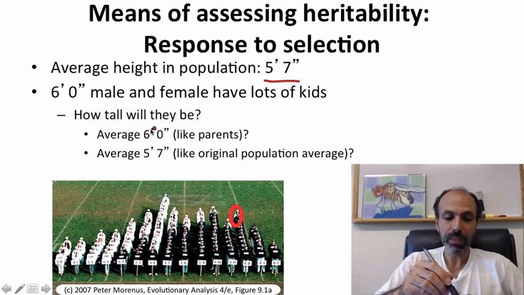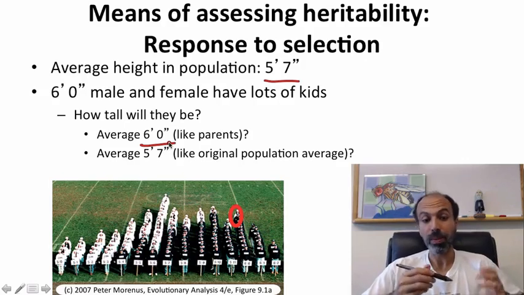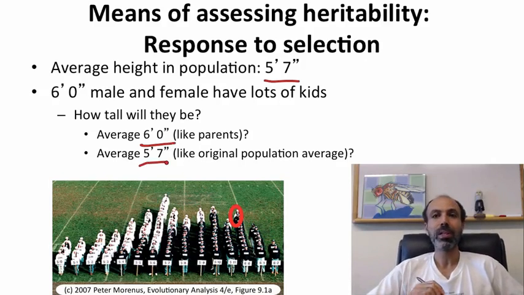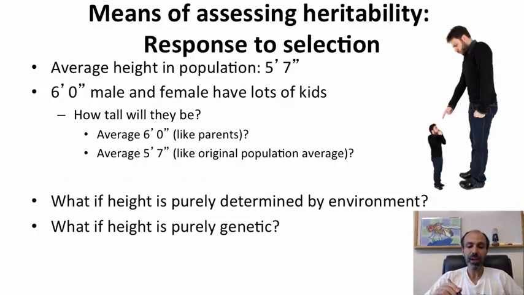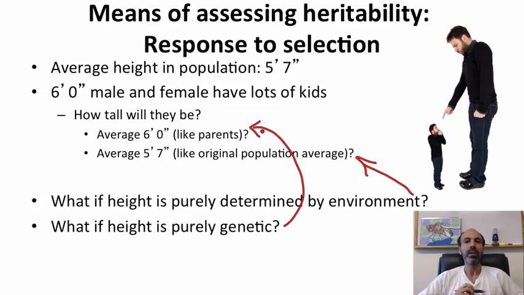Now, one possibility is they would be, on average, about 6'0", just like their parents. That's a possibility. The other possibility is they might be 5'7" on average, just like the overall population. Now, these are two very different outcomes. If height was purely determined by the environment, then we might expect this latter one. We might expect that the offspring would look like the original population because it didn't really matter who the parents were. In contrast, if height was purely genetic, then we might expect the kids to look just like their parents because they inherit the genes from their parents.